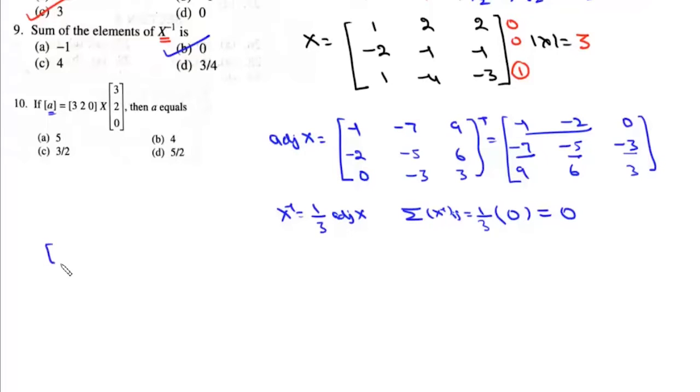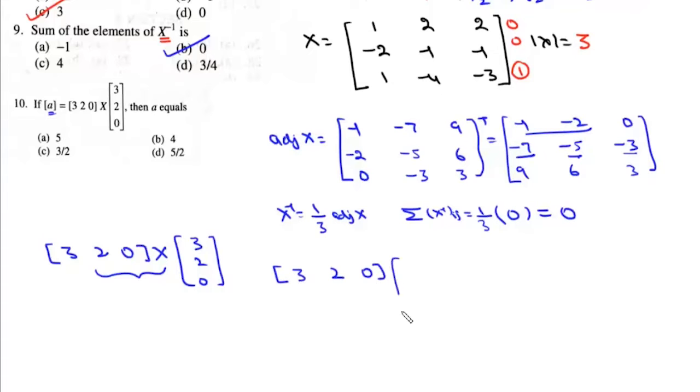If we multiply 320 with x, and then we multiply this column matrix 320. Now first we'll find this product. So this 320 into, now x is 1, 2, 2, minus 2, minus 1, minus 1, and this is 1, minus 4, minus 3. Now we'll multiply them.